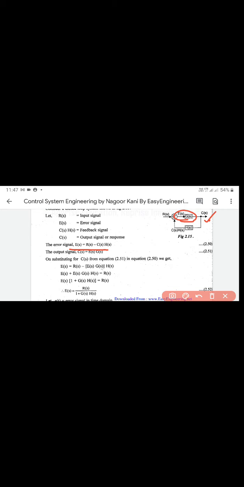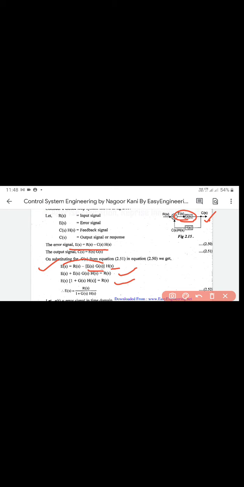Now based on these equations, how can you represent E of s? E of s is equal to R of s minus, substituting the C of s value here in the first equation, E of s into G of s into H of s. Now the RHS term component E of s shifting to the left hand side: E of s plus E of s into G of s into H of s is equal to R of s. What is the common term here? E of s is the common term. So E of s into 1 plus G of s into H of s is nothing but R of s.